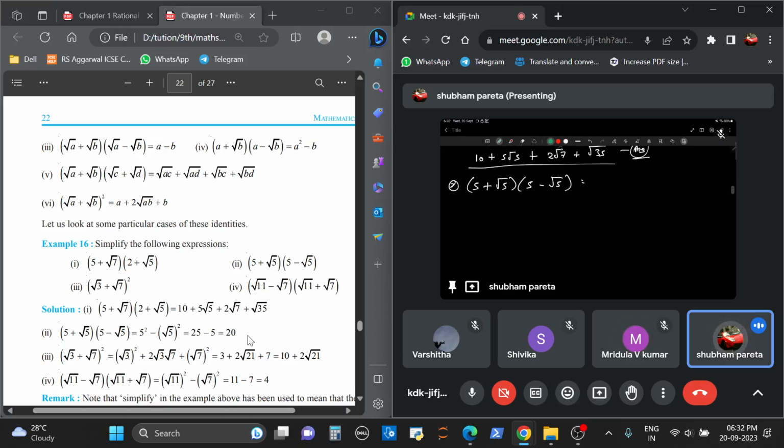Coming to the second one, we will consider this as a plus b and a minus b. So what is the final equation that we are getting? That is a square minus b square. What is the value of a? 5. What is the value of b? Under root 5. Now what is a square minus b square? a square means 5 square, and b square is under root 5 whole square. So 5 square is 25 minus 5, which equals 20, and 20 will be the answer.